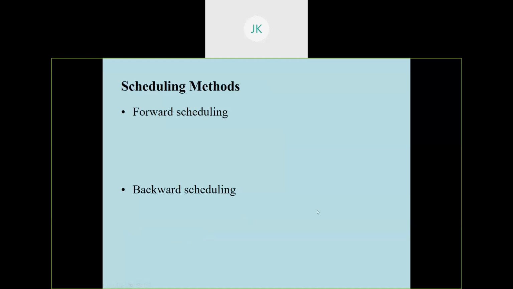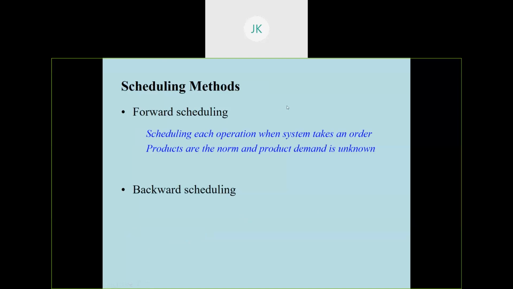Forward scheduling and backward scheduling methods. Forward scheduling schedules each operation when the system takes an order. The system doesn't work until it takes an order. It is a make to order system. When demand is unknown, the process doesn't work. But after taking an order, then it starts the process. That is a make to order system. Usually make to order systems use forward scheduling.